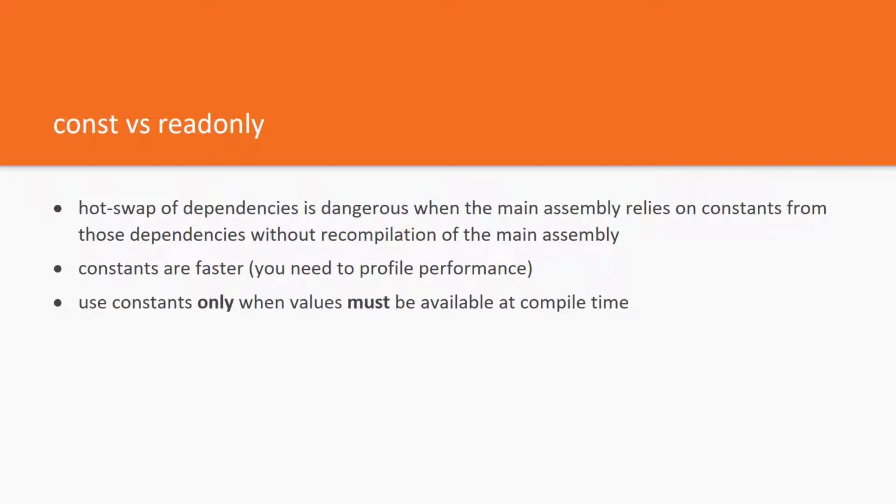Const must be used when the value must be available at compile time. Attribute parameters and enum definitions, and those rare times when you mean to define a value that doesn't change from release to release. For everything else, prefer the increased flexibility of read-only constants.